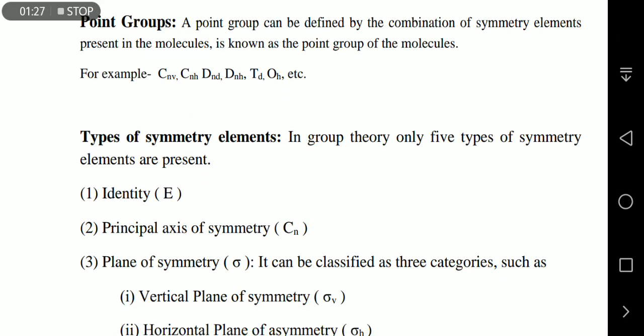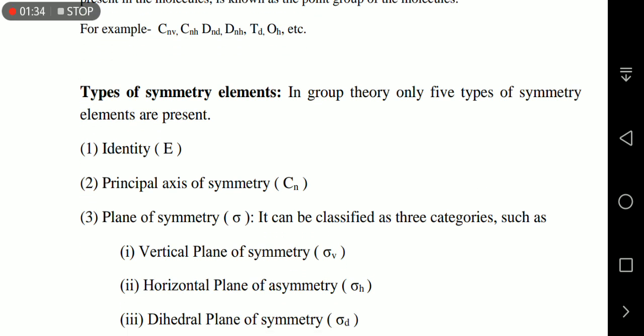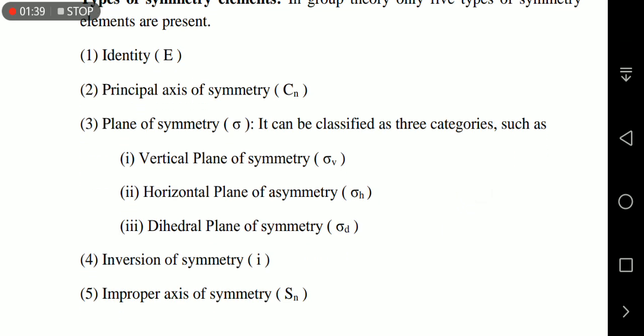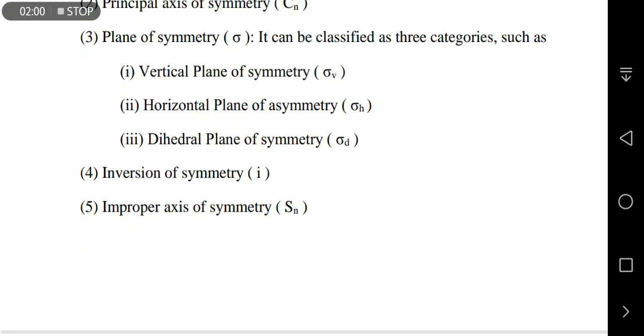Types of symmetry elements. In group theory, only 5 types of symmetry element are present. Identity, which is denoted by E, principal axis of symmetry, which is denoted by Cn, plane of symmetry, which is denoted by sigma. It can be classified into 3 categories: vertical plane of symmetry, which is sigma v, horizontal plane of symmetry, which is denoted by sigma h, dihedral plane of symmetry, which is denoted by sigma d. And other symmetry elements are inversion of symmetry i, improper axis of symmetry, which is denoted by Sn.